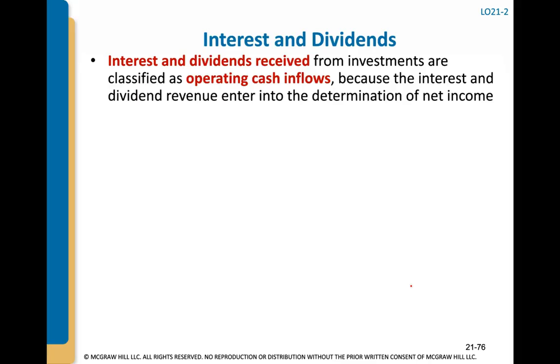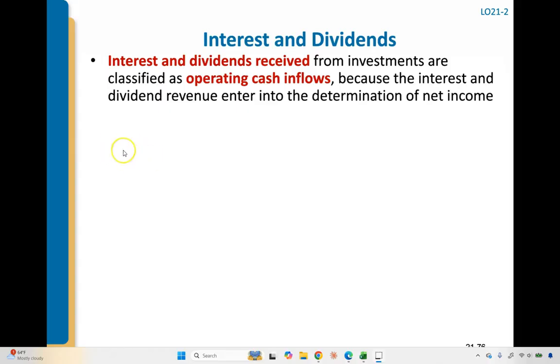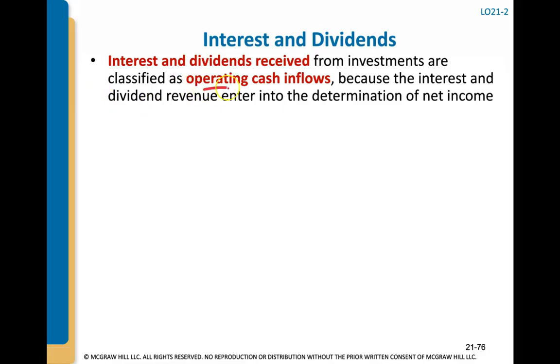Let's talk about interest and dividends. I've said this previously, but any interest income and dividend income that we've received from investments are classified as operating cash inflows. The reason is that interest income and dividend revenue are determined in our net income. And if you remember, net income is our starting point for our operating activity using the indirect method. So that's why, when you have to assess whether this was cash or not cash, you have to have it as an operating activity.